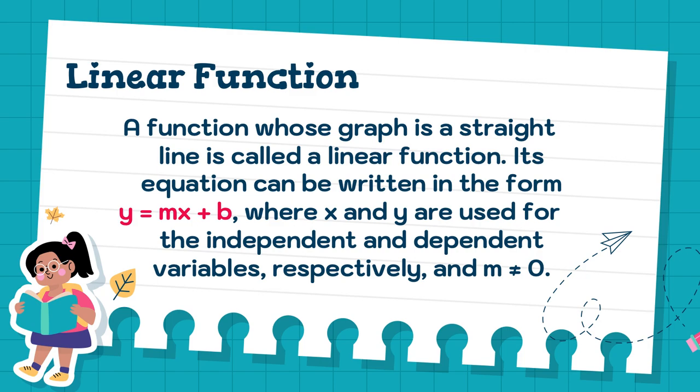So in short, every linear equation whose slope is 0 will not be considered a linear function. For example, x = 5 will not be a linear function because the slope is 0.